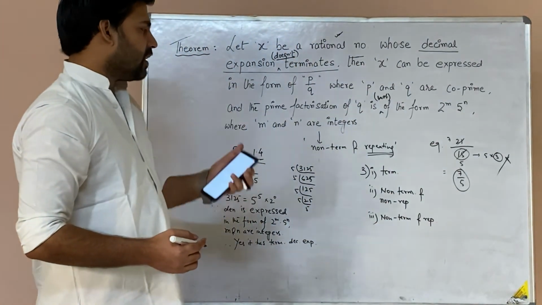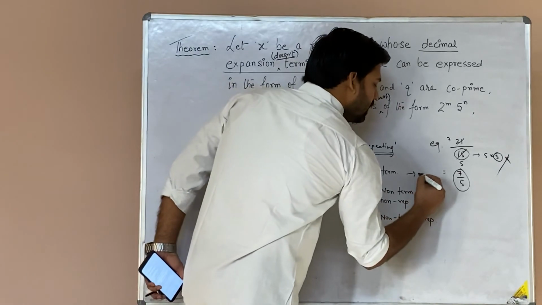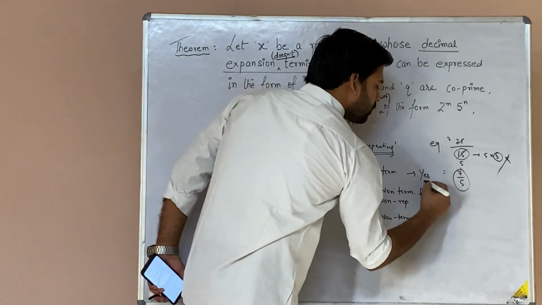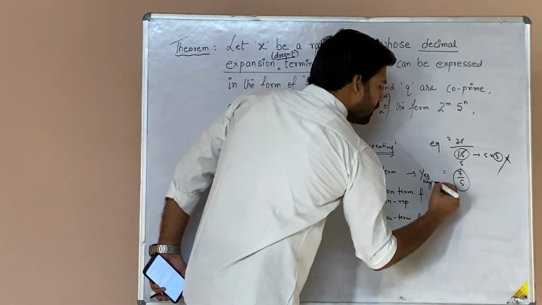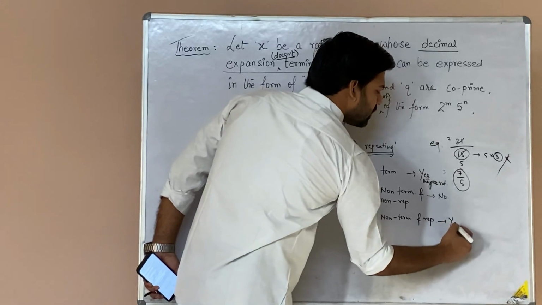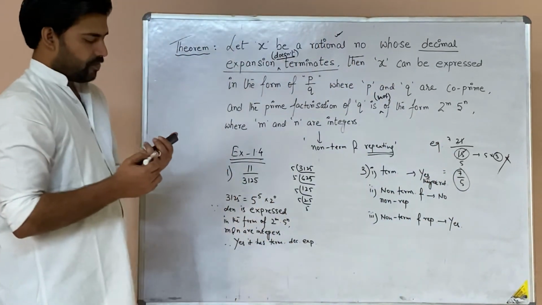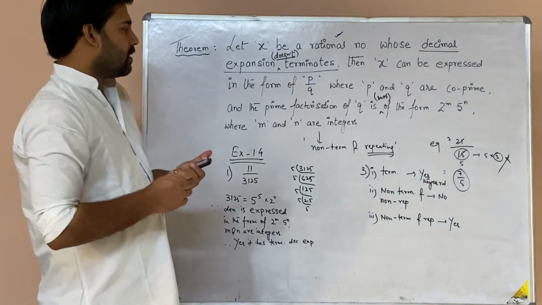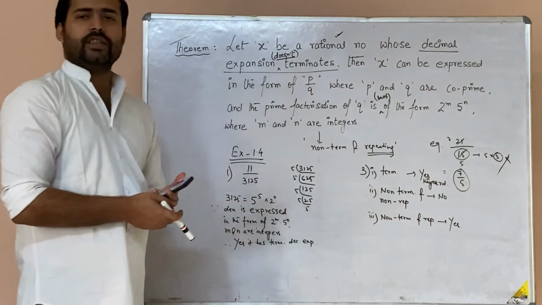Now they are asking whether they are rational numbers or not. So you will say yes, they are rational; no, they are not rational; and yes, they are rational. So this is all about the exercise. Please pause the video to note it down.